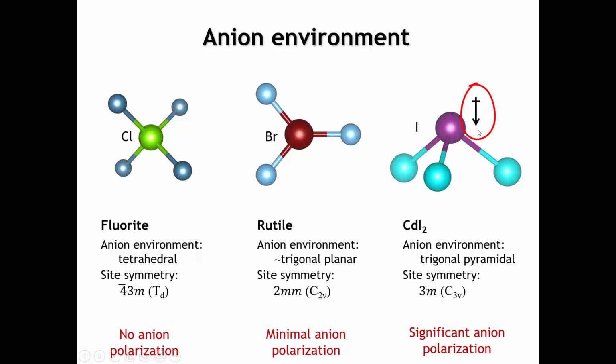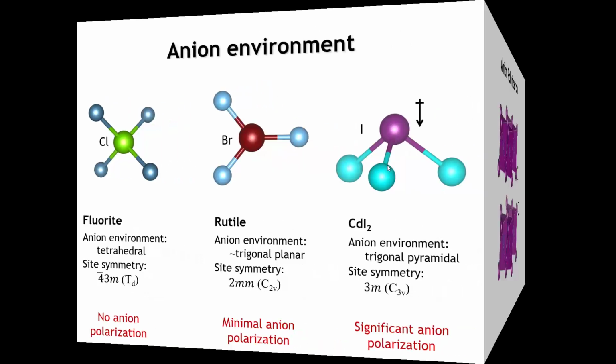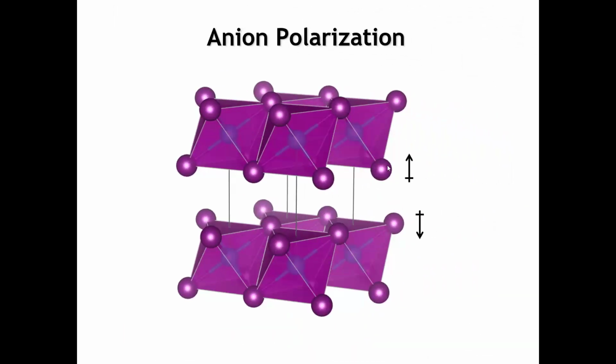Okay, so we get significant anion polarization in these layered structures with asymmetric anion environments, and no anion polarization in these very symmetric structures like fluorite. And that's basically the reason why we get such a stabilization of these layered structures. Now, the other thing that's beneficial about this induced dipole is by pulling the negative charge of the anion down toward the layers that contain the cations, we also reduce the repulsive interaction between anions across this empty layer. Okay, and that's also important in stabilizing the structure.